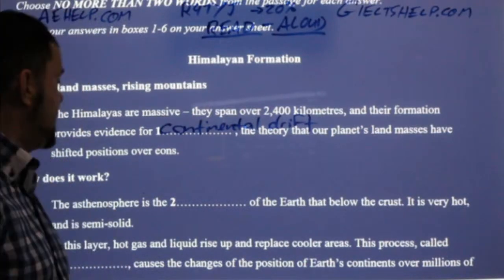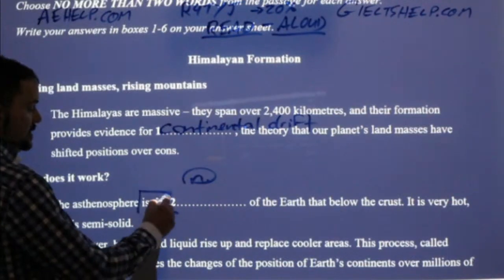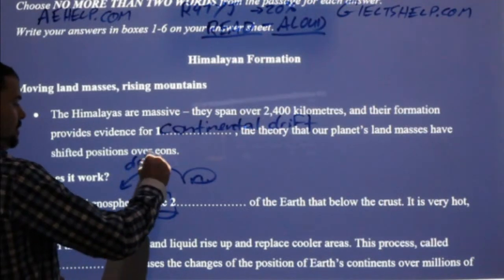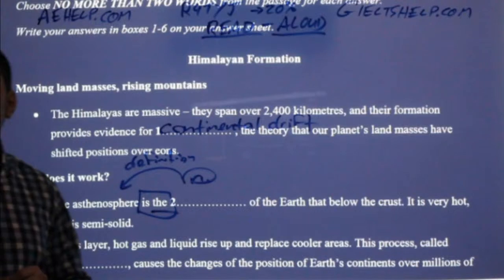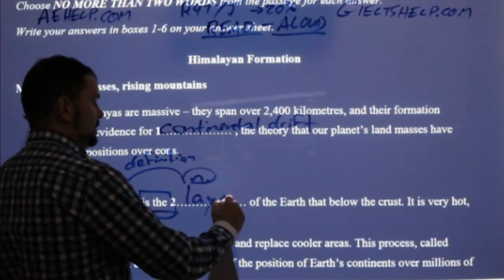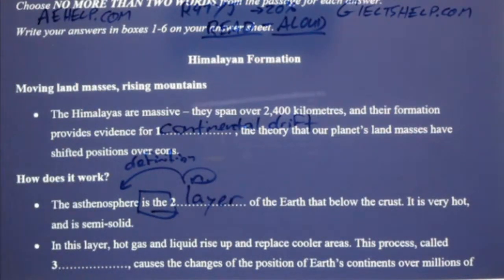So it's a noun. The tells me this is a noun, and "is" tells me that this noun defines this. So the asthenosphere is... very good, Amrita. It's a layer. It's the layer of the earth. Okay, great. You don't have to overthink it.